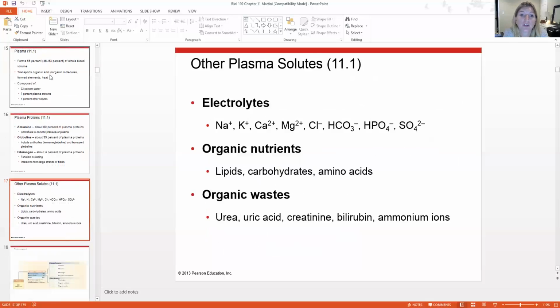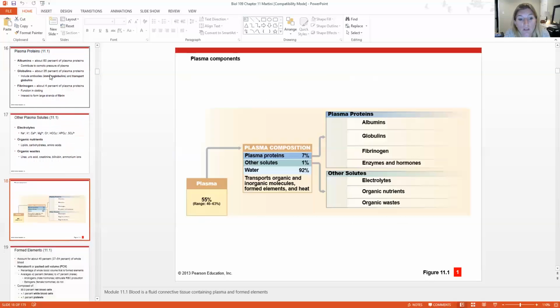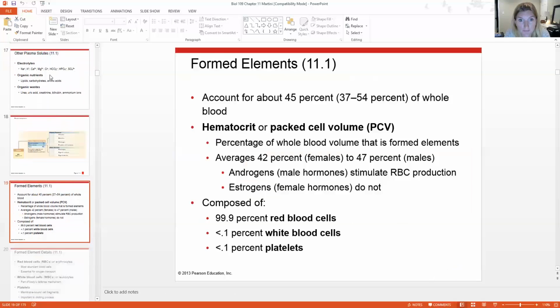The other solutes involved in our plasma are our electrolytes: sodium, potassium, magnesium, calcium, chloride, phosphate, sulfate, and bicarbonate. We also have organic nutrients like lipids, carbohydrates, and amino acids, and organic waste like urea, uric acid, bilirubin, ammonium ions, and creatinine. There you see the basic breakdown of our plasma.